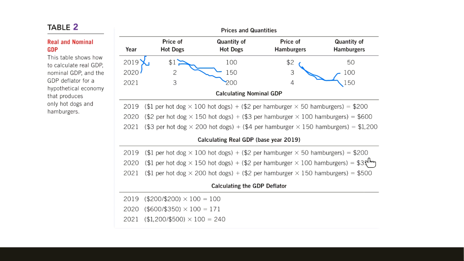We're still growing quite a bit in the real value we produce, but the numbers are not as high and ridiculous as they were in the nominal GDP. So the real GDP helps us fight off inflation, and it gives us an accurate depiction of how much our growth actually is. Now, we can do one more little trick.